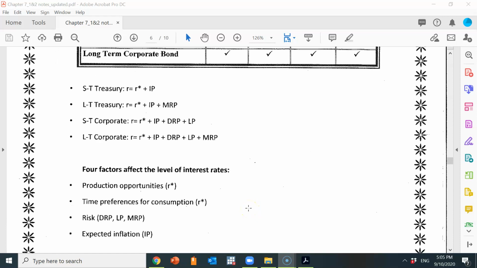Okay, so here are two groups of concepts about bonds. We use nominal rate minus inflation to get real rate. We use nominal risk-free rate minus inflation to get real risk-free rate. Okay, and for calculating the interest rate of the bond R, we use the real risk-free rate R star plus 4 additional premiums: inflation premium for all bonds, DRP and LP for corporate bonds, MRP for long-term bonds only.